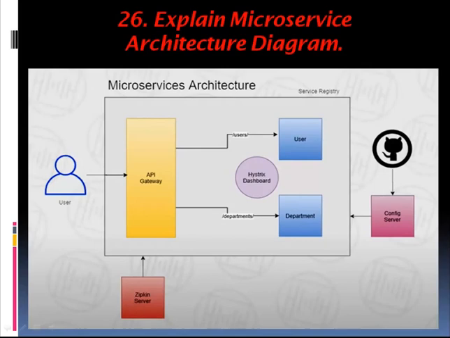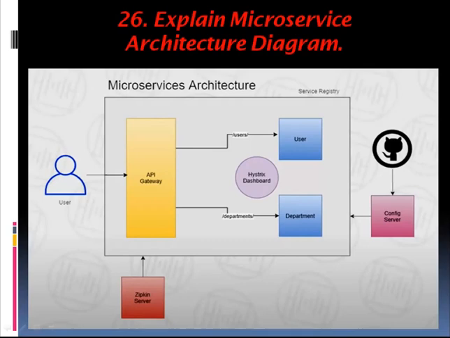And there is also the Hystrix dashboard for the circuit breaker. Suppose the user service is searching for data in the department service, and if the department service has failed, it will automatically call the fallback method of the Hystrix dashboard or circuit breaker. And all these, the API gateway, the Hystrix dashboard, circuit breaker, and the department, all the services are registered in the service registry.